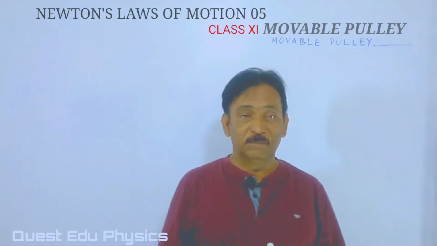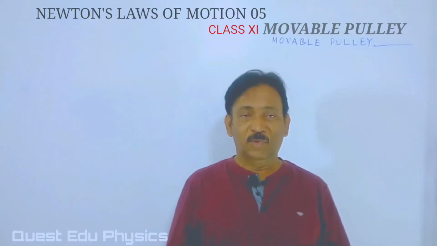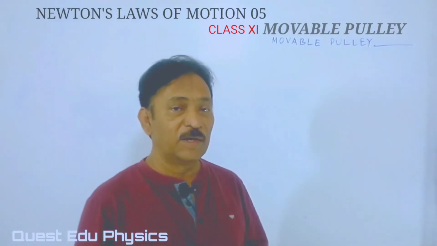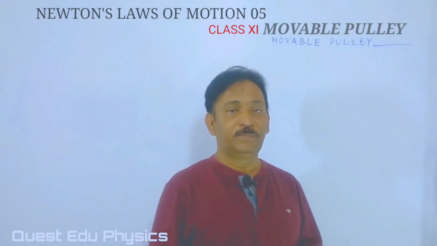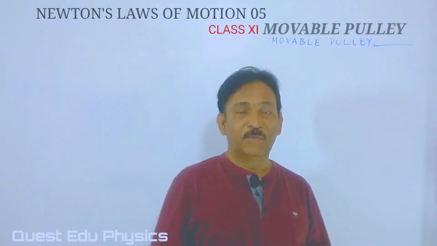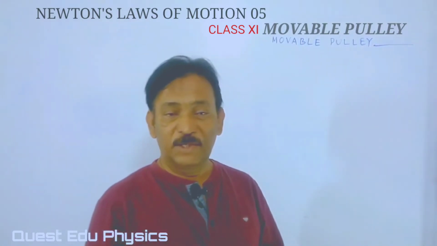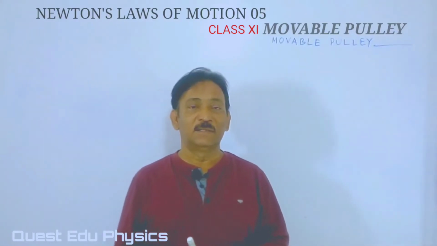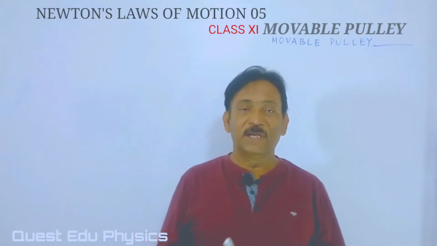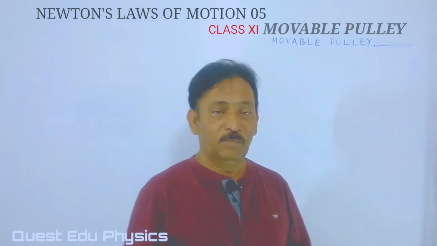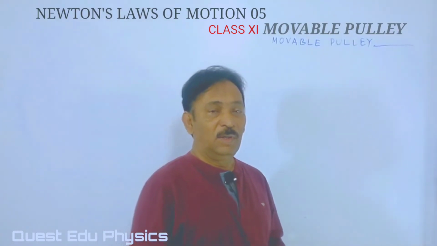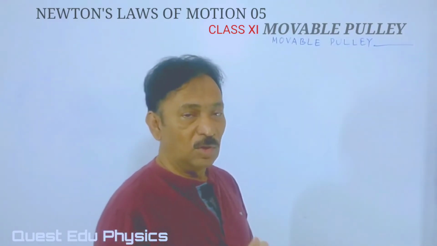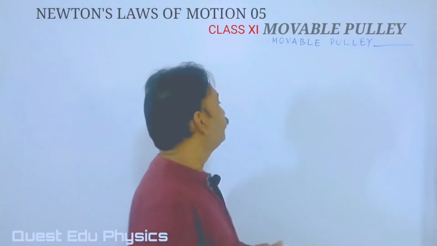The Atwood machine is a fixed pulley. You know that. Here, what is the movable pulley and how it functions, we have to know. As we did with the fixed pulley, we are going to find out the tension as well as the acceleration of the system. But we will do it in a different way, and finally we will get some tricks to solve the equations very easily.